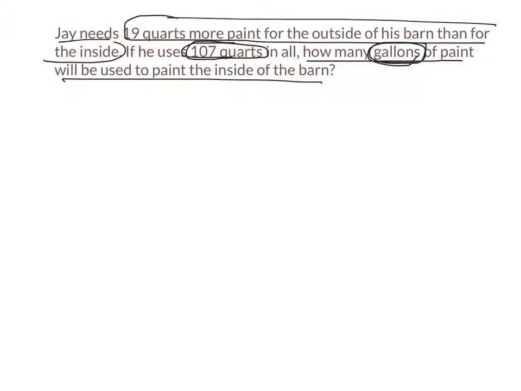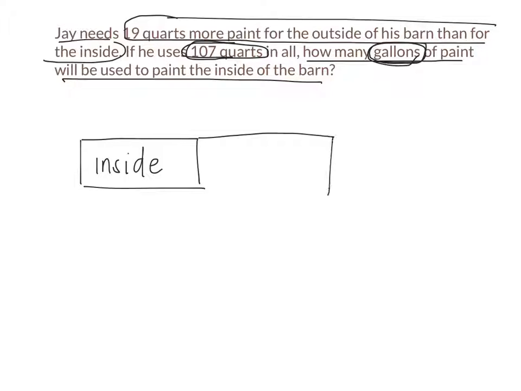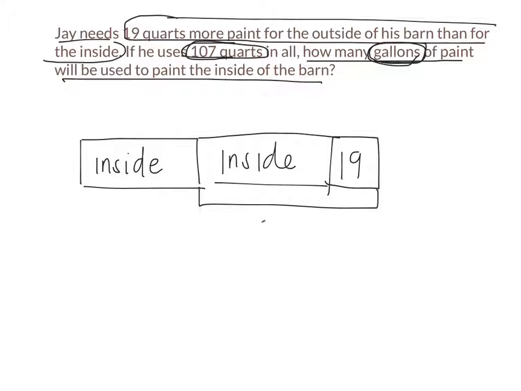Gallons. So if we're going to express this using a tape diagram, if this is the amount he needs to paint the inside, how can I find the amount he needs to paint the outside? If I write another inside, will that be what he needs for the outside? But inside plus what?